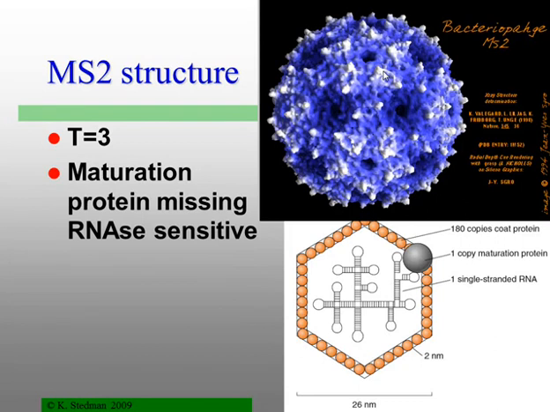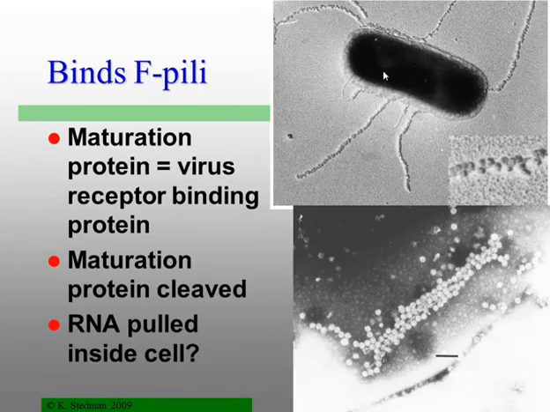This is in fact a particle which was made in the absence of the maturation protein and also in the absence of the single-stranded RNA which was there. The coat protein by itself can actually assemble into these particles. And so when it says bacteriophage MS2 up there, it's actually just the coat of MS2, which is being used there.